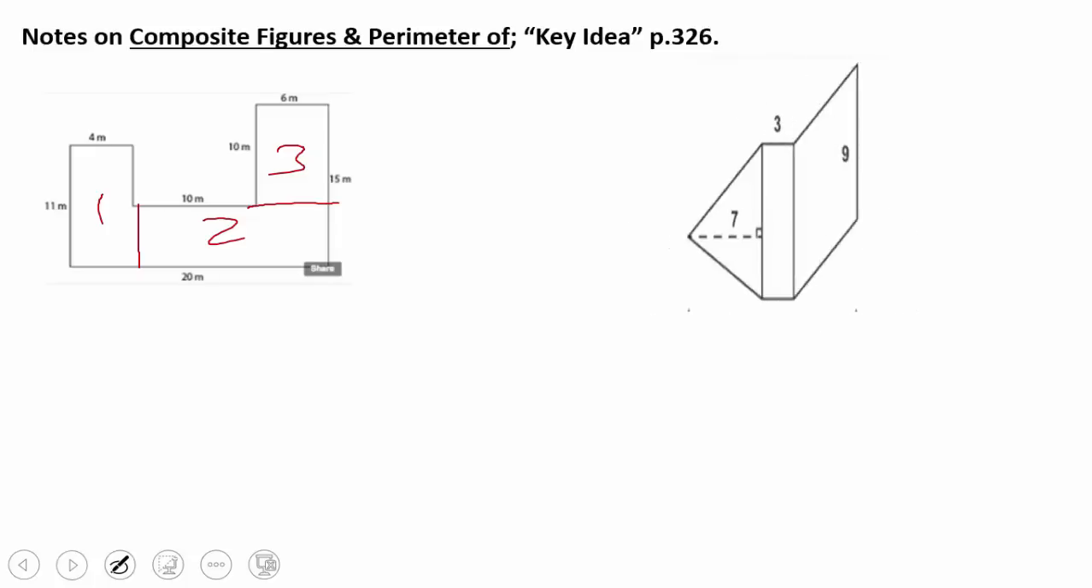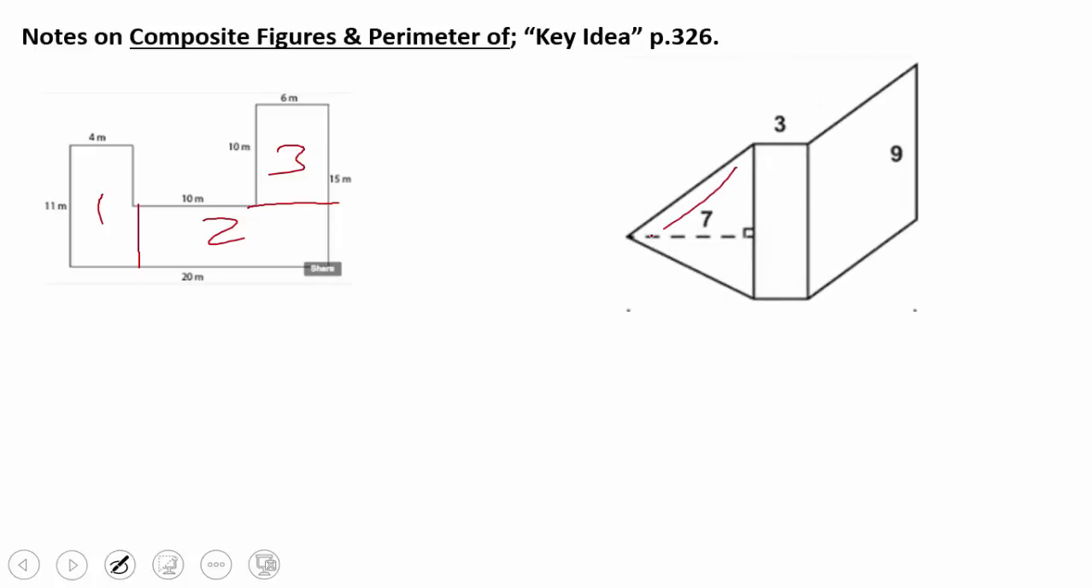Over here, I have another composite figure. We see that we have a triangle. We have a rectangle right down the middle. And we have this parallelogram. Now, ladies and gentlemen, knowing how to find the area of these is going to be very important in a lesson later on. Right now, we're just looking and seeing what these composite figures look like because we only need to find out the distance around the outside.